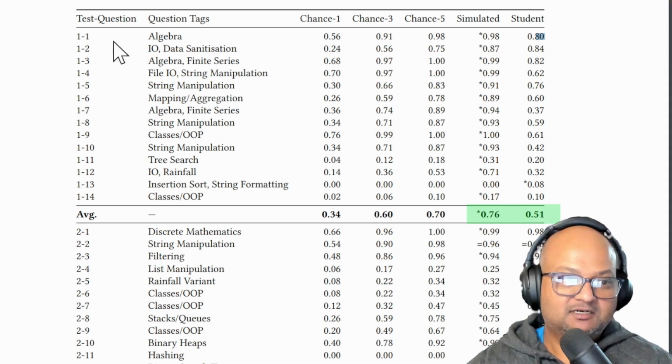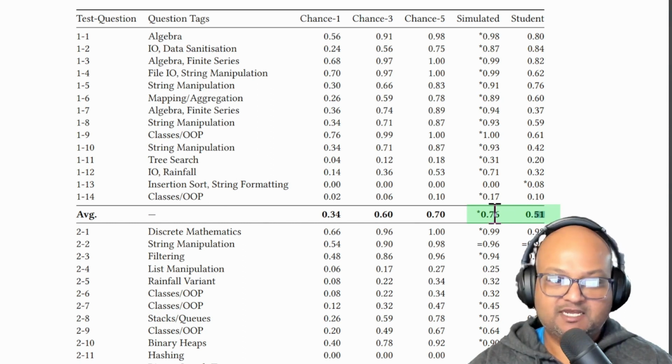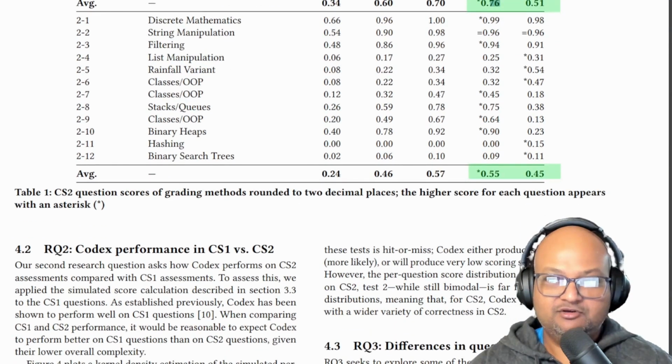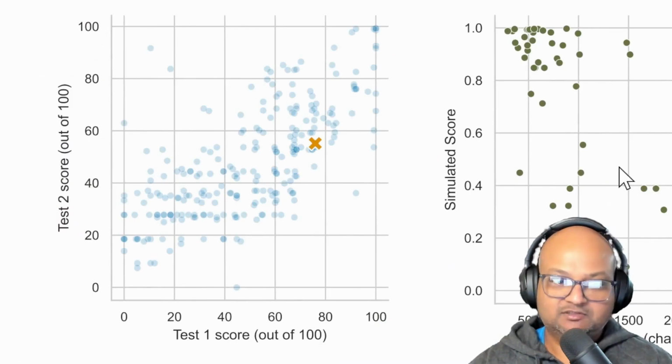And so on test 1, you see that the average score of the students was 51%. The average score for Codex was 76%. On test 2, which has more advanced topics, the students came in at 45% and Codex came in at 55%. This graph shows the distribution in a bit more detail. Test 1 is on the x-axis, test 2 is on the y-axis, and this orange X is Copilot. And in this cohort of about 200 students, Copilot managed to get just into the top quartile.